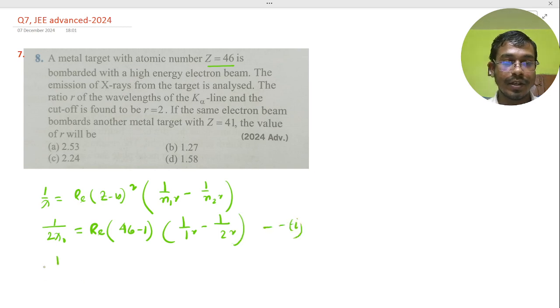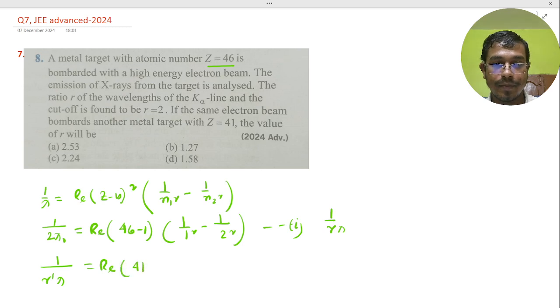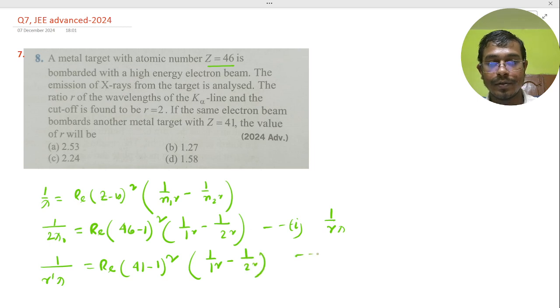And the other one we just find here: R equal to 2 given, we just put 1 by R lambda, 1 by R lambda, and here R dash lambda, R dash should be found. So R dash over (4/1 minus 1) whole square, (1 minus 1/...) whole square 2 square. So this is our equation number 2.